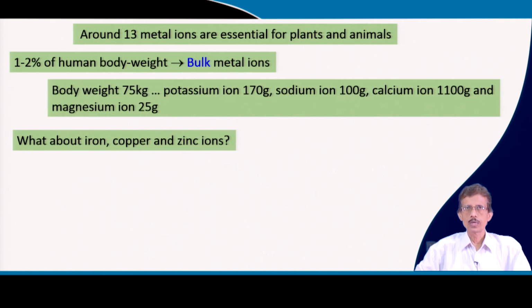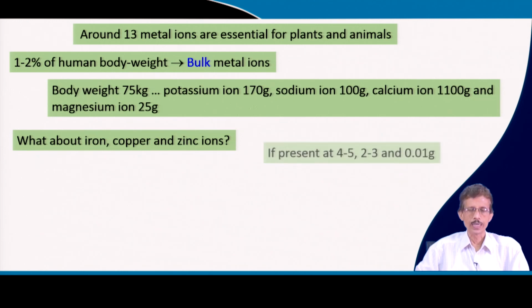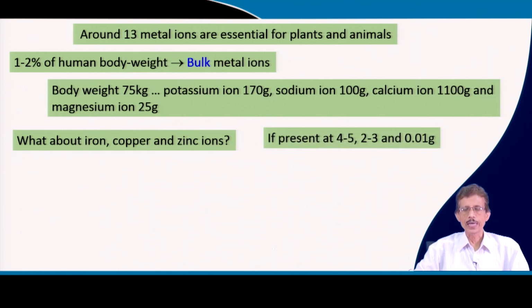Then, because we have started our discussion on iron, copper and zinc, we will finish iron first when we come to the exact subject, then we can go for copper and then zinc. Compared to the 1100 grams of calcium, these are present in several ranges: iron in the range of 4 to 5 grams, copper in the range of 2 to 3 grams, and zinc in the range of 0.01 grams only. But those are very much essential for our survival.